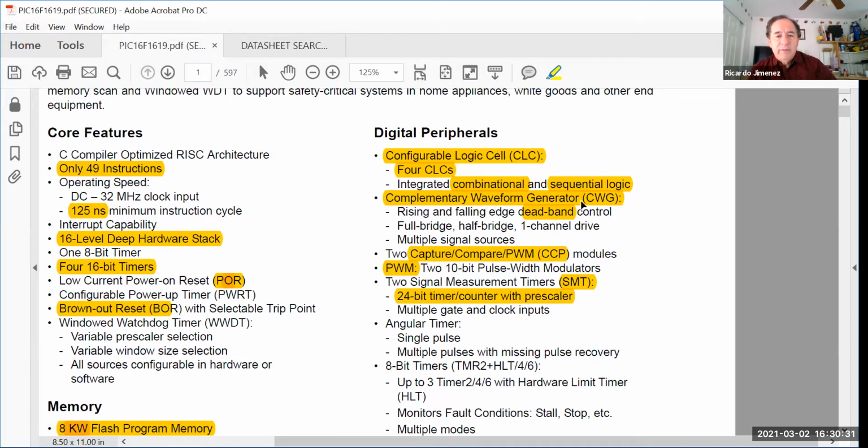It has a complementary waveform generator. This is used for generating high power signals, like if you want to make an inverter, converting DC voltage into AC voltage in green energy, like the wind turbines or turbines that you see in the valley. There are thousands of CWGs to convert DC into AC. So that one is integrated there. Of course, you can buy a CWG by itself. And it has a dead band control. That's very important because that way you don't kill the components. If you don't have a dead band control, the transistors will blow up, will explode.